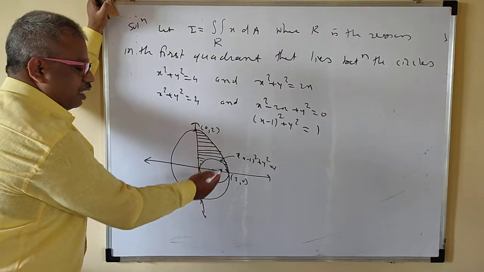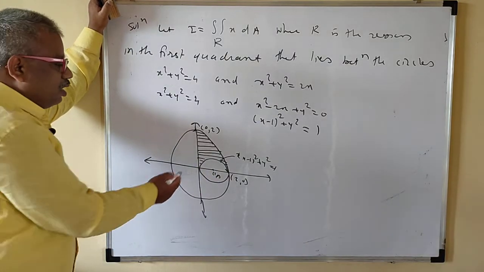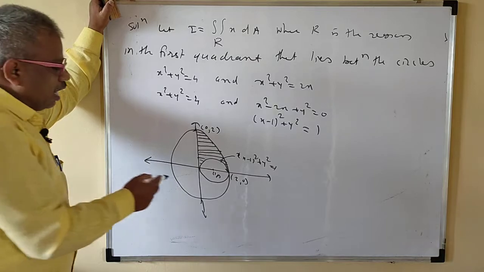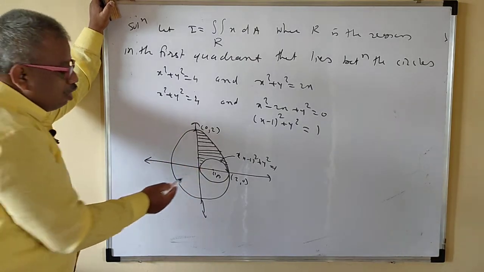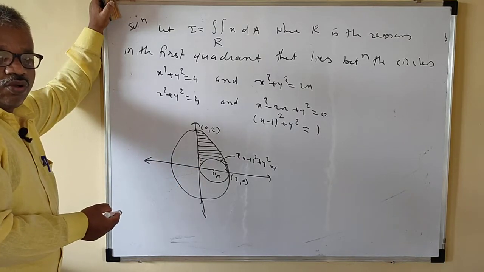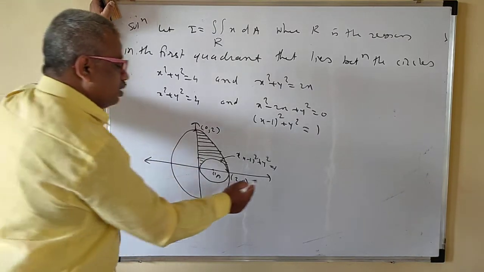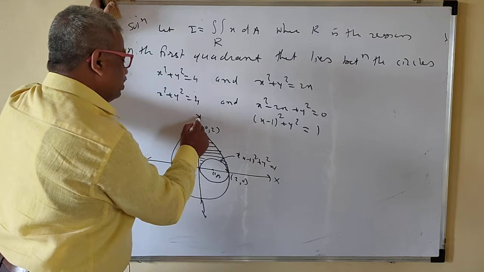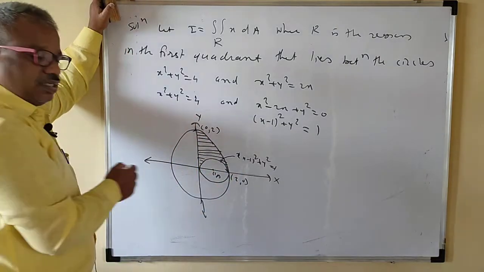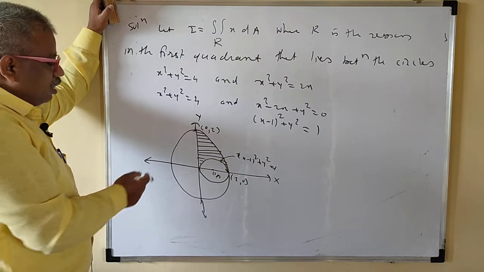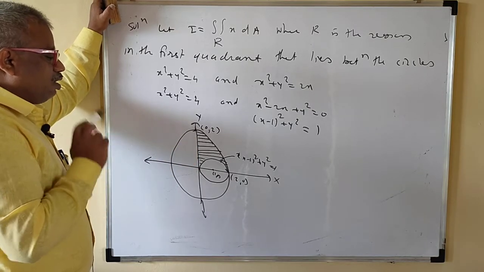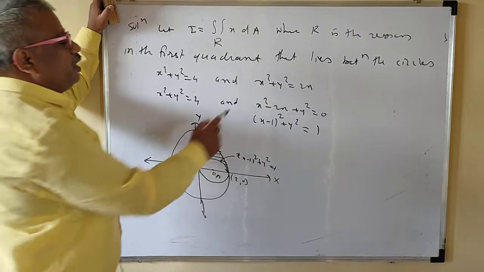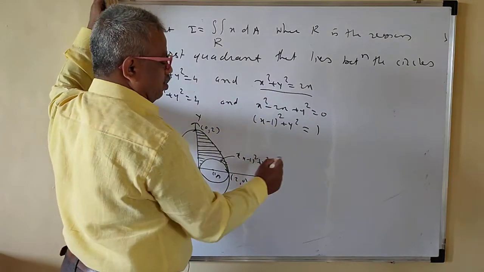This part is not in the region. If you consider the limits of theta from 0 to pi by 2 and the limits of r from 0 to 2, then this part is also included. You have to drop this. Suppose this is your x-axis, this is your y-axis, this is r and this axis is theta. If you draw a line parallel to this, then the problem arises. So now you have to find the limits of r, and with the help of this, I will find the limits of r.